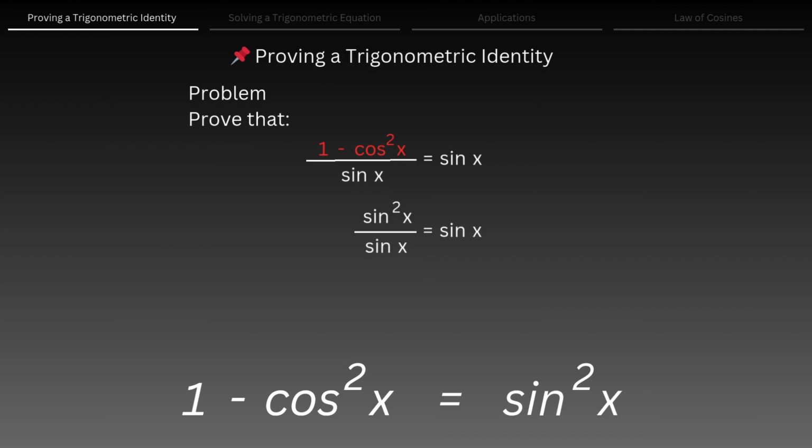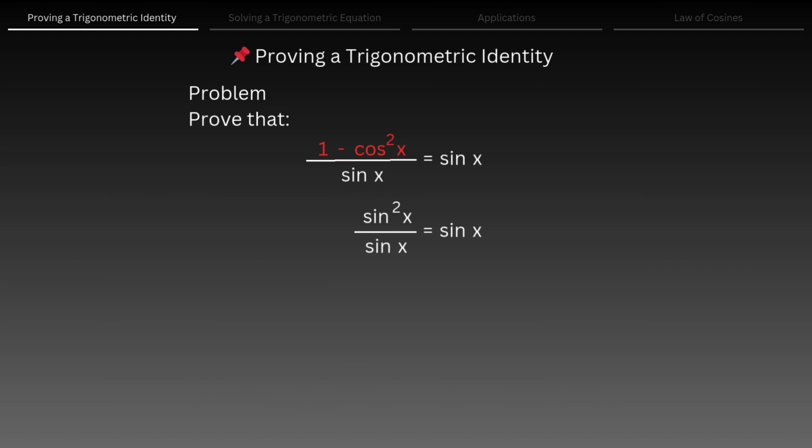Sine squared x divided by sine x. Since sine squared x is the same as sine x times sine x, we can cancel out 1 sine x in the numerator and denominator. This leaves us with just sine x, which matches the right-hand side of the equation.